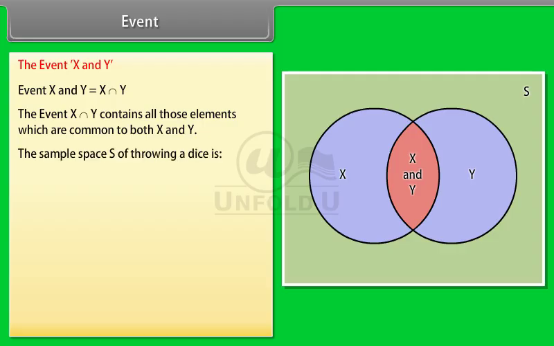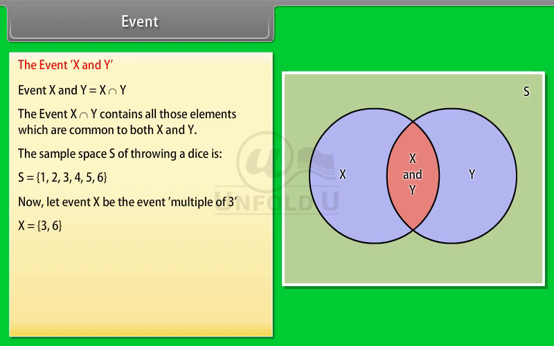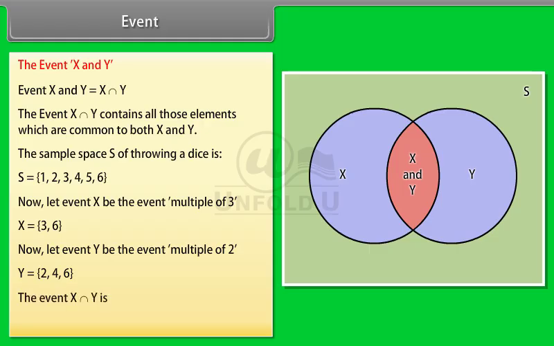The sample space S of throwing a dice is S is equal to 1, 2, 3, 4, 5, 6. Now let event X be the event multiple of 3. X is equal to 3, 6. Now let event Y be the event multiple of 2. Y is equal to 2, 4, 6. The event X intersection Y is 6.